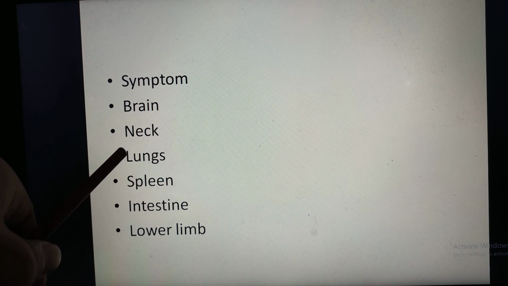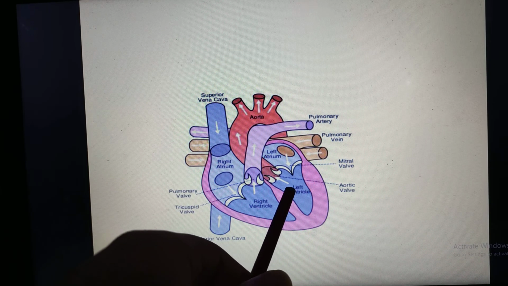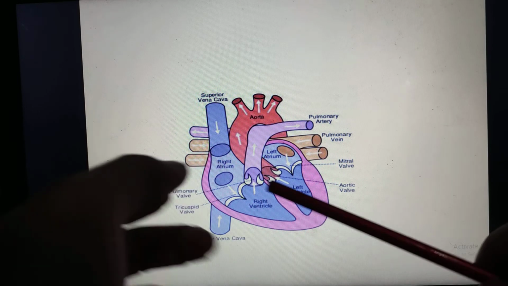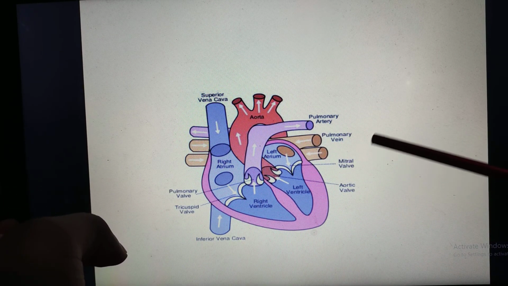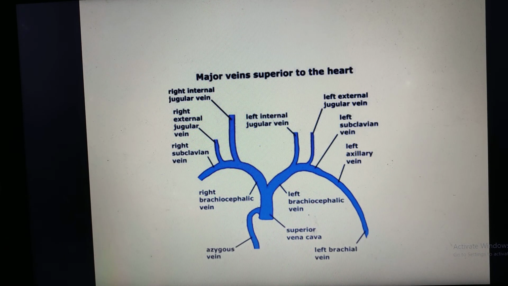Right? At the same time, even in the lungs, what will happen? Because the blood is not able to be pumped out of the heart, there will be back pressure from the left atrium to the pulmonary veins, and there will be leakage of blood in the lungs. So there will be pleural effusion. So the patient will be having shortness of breath. He might be having cough. All these symptoms will be there in the lungs, right?